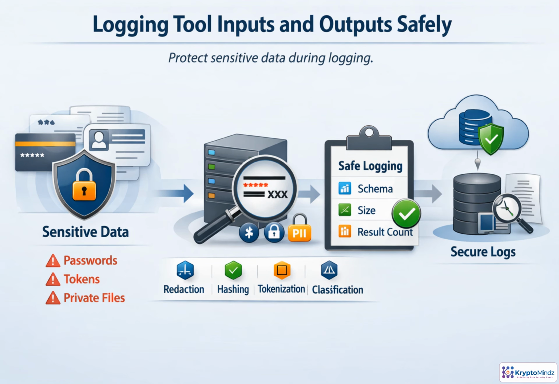Observability is essential, but logs can also become a leakage channel. Treat every tool input and output as potentially sensitive until proven otherwise. Never record raw passwords, tokens, credentials, private files, or regulated personal data. Instead, log safer signals: whether a field was present, the schema version, payload size, result count, or a short redacted summary. Apply redaction, hashing, tokenization, or classification before data leaves the server. Make the policy tenant aware, consent aware, and retention aware, so debugging does not cross privacy, audit, or compliance boundaries.